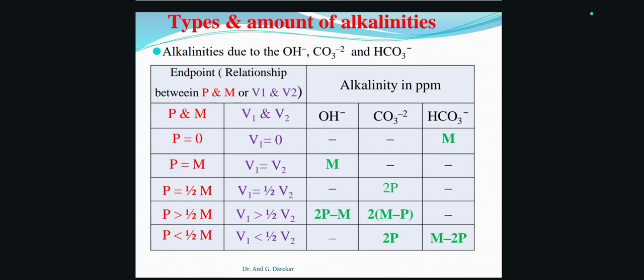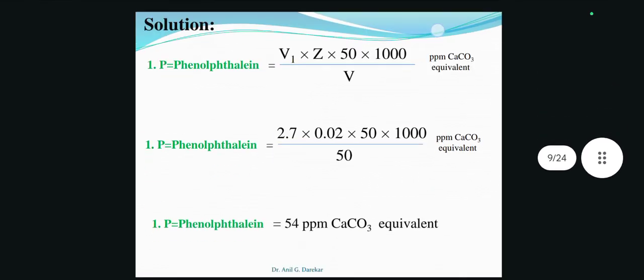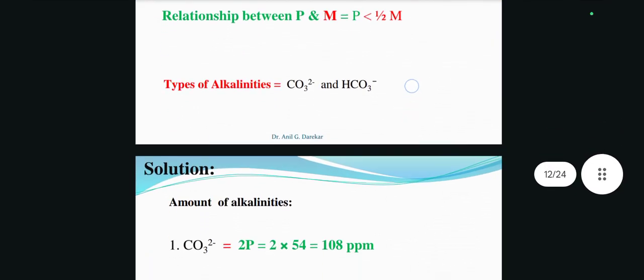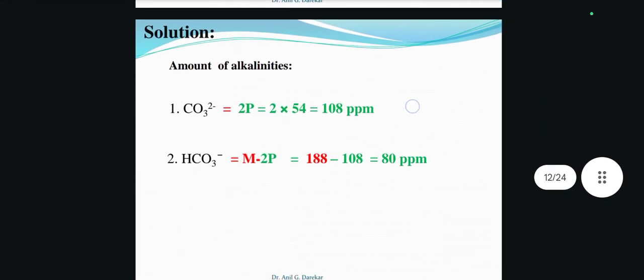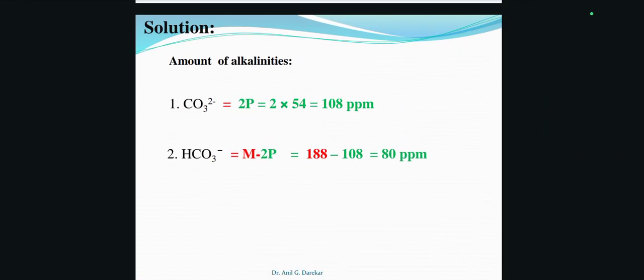Once we know the types, we can find the amount. And for the amount, we have formulae: for carbonate, 2P, and for bicarbonate, M minus 2P. So let us see the calculation part as far as the amount is concerned. The amount of alkalinity, CO3 2 minus, is equal to 2P. The value of P is 54, so 2 into 54 is equal to 108 ppm. And for bicarbonate, M minus 2P, the value of M is 188 and 2P is 108. So the bicarbonate amount is 80 ppm.